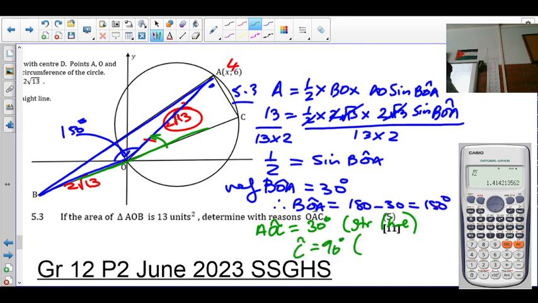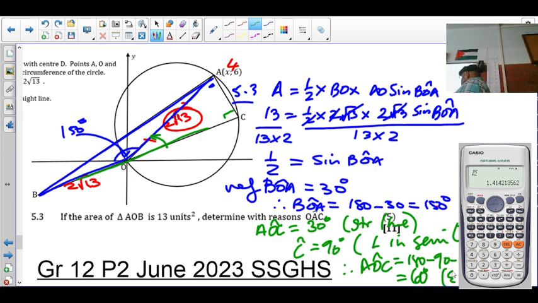Why is angle C 90 degrees? Because it's an angle in a semicircle. So therefore, angle OAC is going to be 180 minus 90 minus 30 degrees, which is simply 60 degrees. And the reason here is sum of angles of a triangle. People, there's a reason here.